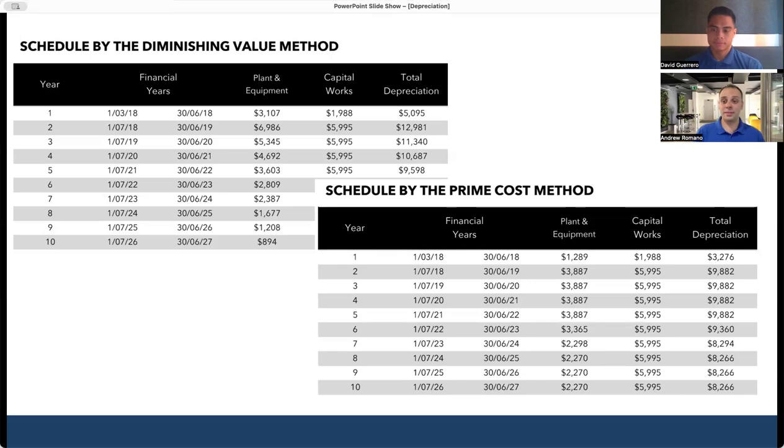David, anything to add? Yeah, I just don't think there's a right or wrong in terms of which method you do choose for your tax return. Some clients will want to use the diminishing value method because it will really maximize short-term cash flow, which you can use to invest and so on and so forth. Or some will just prefer the prime cost method because it's a more predictable amount year on year. So your refund will be more consistent year on year as well.